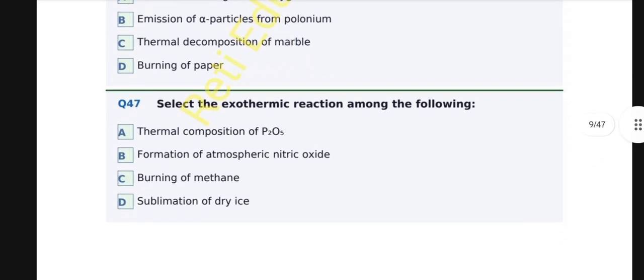Question number 47. Select the exothermic reaction among the following. A, thermal decomposition of P2O5. B, formation of atmospheric nitric oxide. C, burning of methane. D, sublimation of dry ice. And the correct option is C, burning of methane. Burning of methane is highly exothermic. Sublimation and decompositions are endothermic.